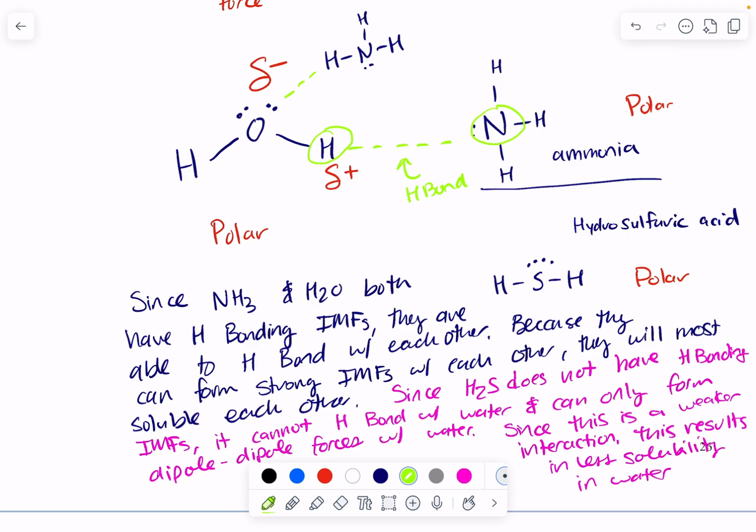Now, if I drew H2S, we could do HSH. I'm going to use, I guess I'll use pink. This is an attraction. This is just a dipole-dipole attraction. And by definition, if it's just dipole-dipole and not the extreme dipole-dipole, which we call hydrogen bonding, that regular dipole-dipole attraction is just weaker. Because they're forming weaker interactions with each other, they will have less solubility in each other.